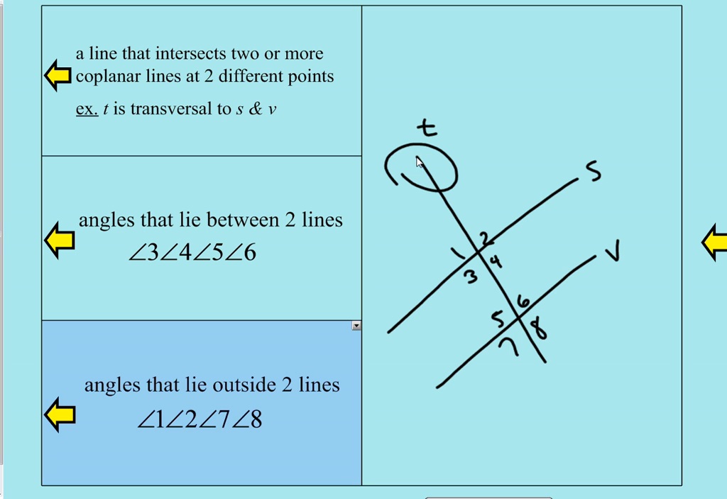So interior, interior, interior, interior. Notice they are inside the parallel lines. Exterior, exterior, exterior, exterior. Notice they are outside the parallel lines. So when I say interior and exterior angles, that's what I'm talking about.